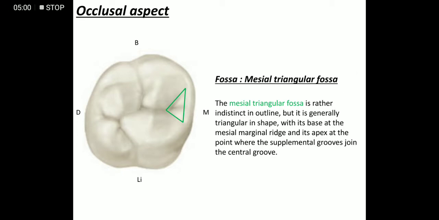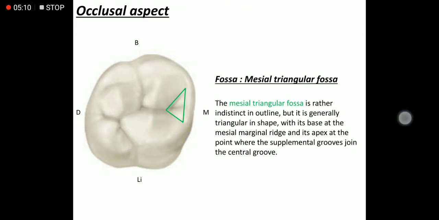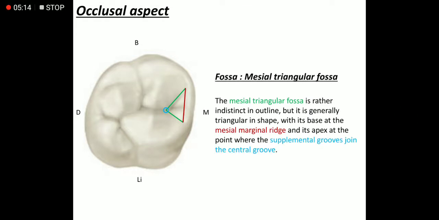Mesial triangular fossa. This fossa does not have a very clear outline. It is generally triangular in shape. The base of this fossa is at the mesial marginal ridge. The apex lies somewhere where the central groove ends.